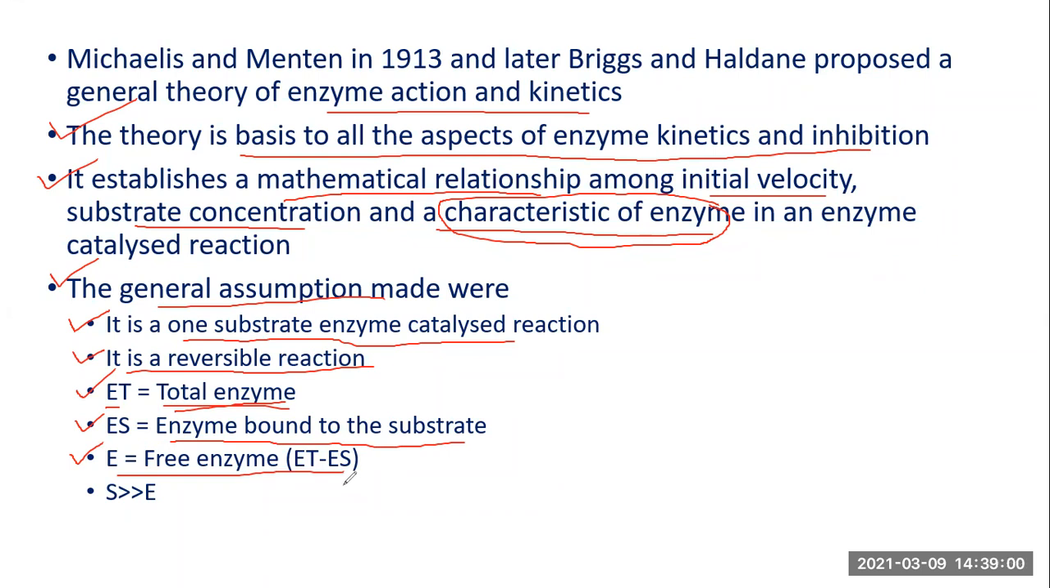It is also assumed that the substrate present in the reaction medium is in far, far more concentration than the enzyme. Substrate concentration is very high, enzyme concentration is low, and therefore after some time, the enzyme concentration becomes a limiting factor. This is the concentration of substrate and this is the concentration of the enzyme. So in all the reactions, it is assumed that substrate is present in far more concentration compared to that of the enzyme.